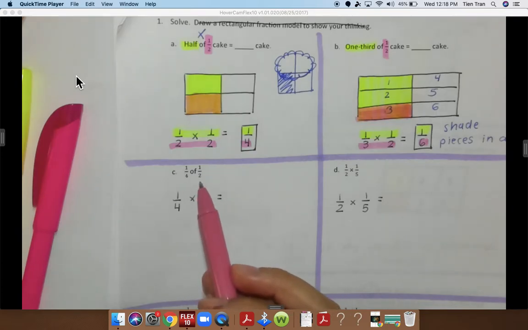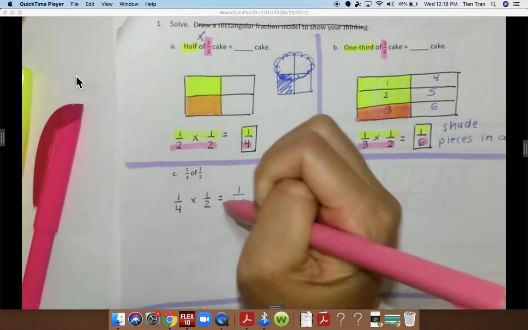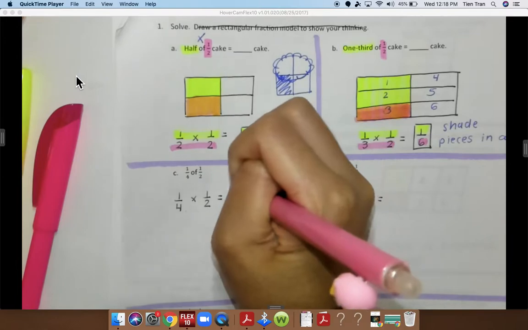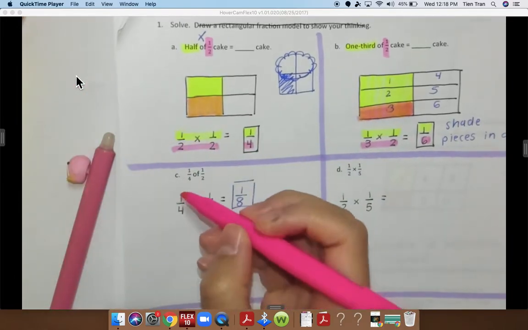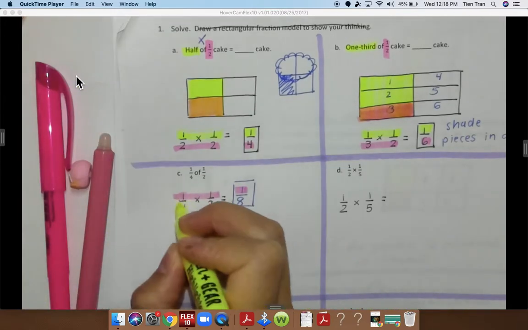Now problem number C, or problem letter C. It's 1/4 of 1/2. So multiplying 1 times 1 is 1, and 4 times 2 is equal to 8. And that is my final answer. So I multiplied the top numbers to get 1, and I multiplied the bottom numbers to get 8.